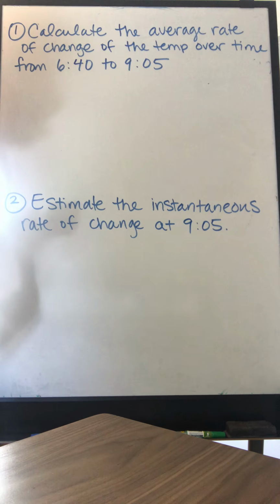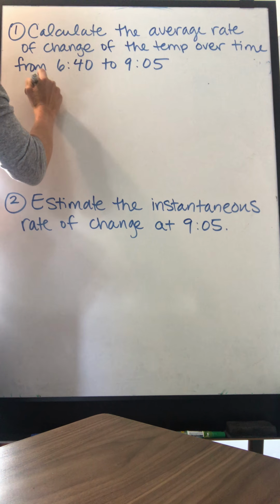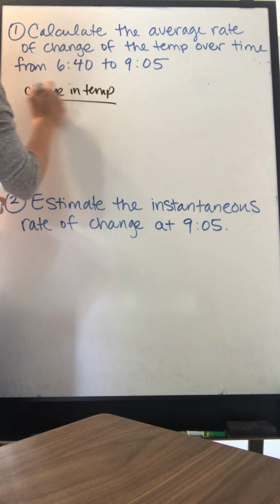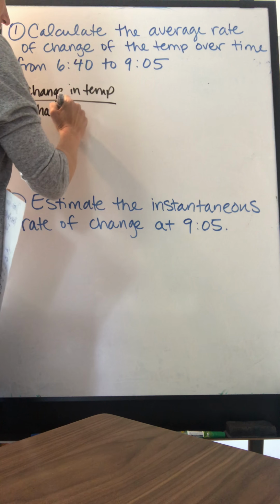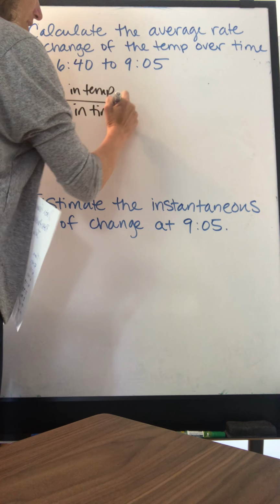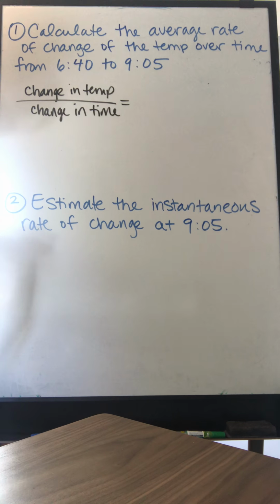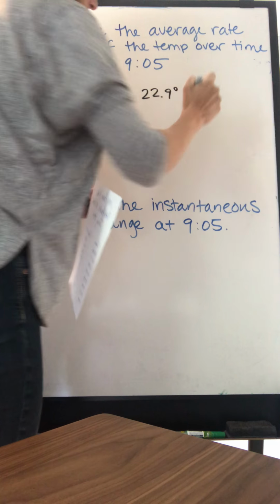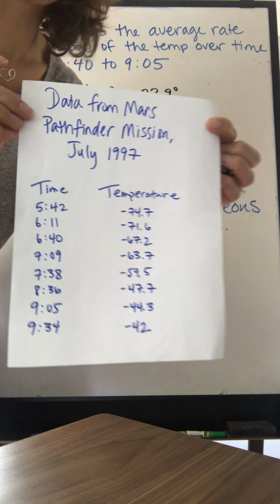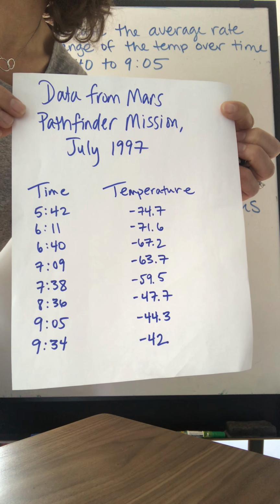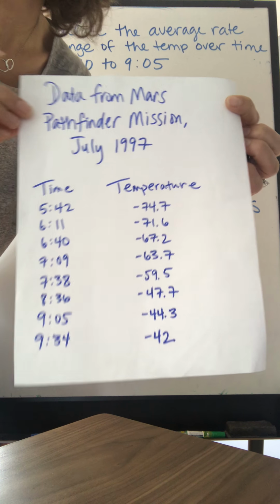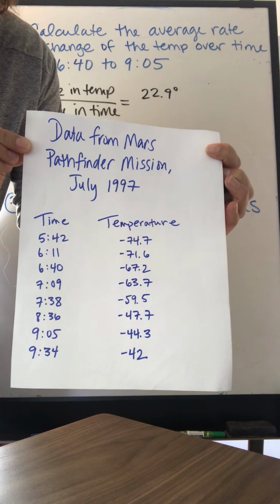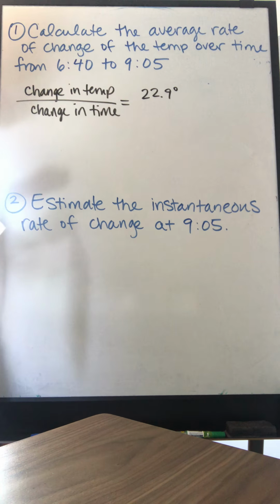So to calculate average rate of change, I'm going to find change in temp over change in time. My change in temperature was about 22.9 degrees. So I definitely increased those temperatures from 640 to 905. I went from negative 67.2 to negative 44.3. So I went up 22.9 degrees.